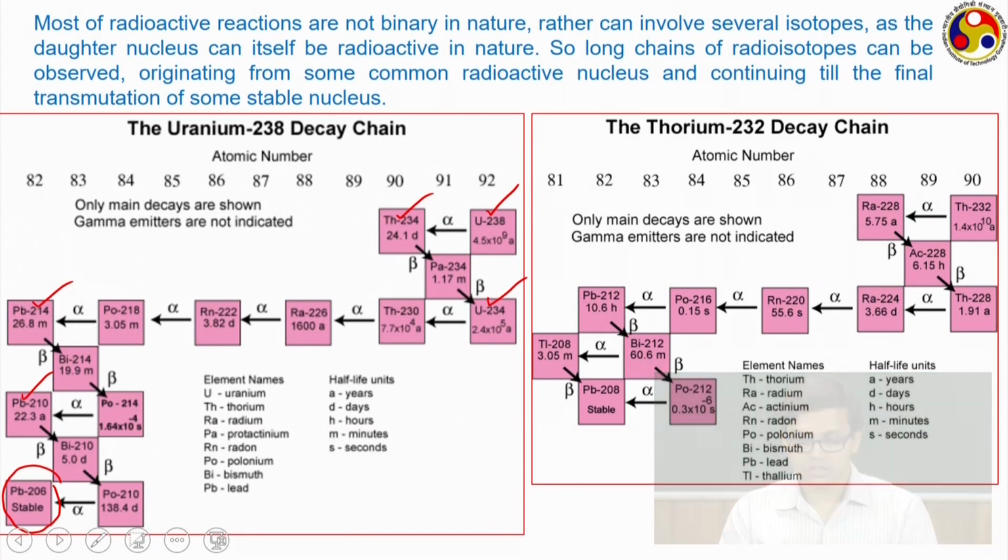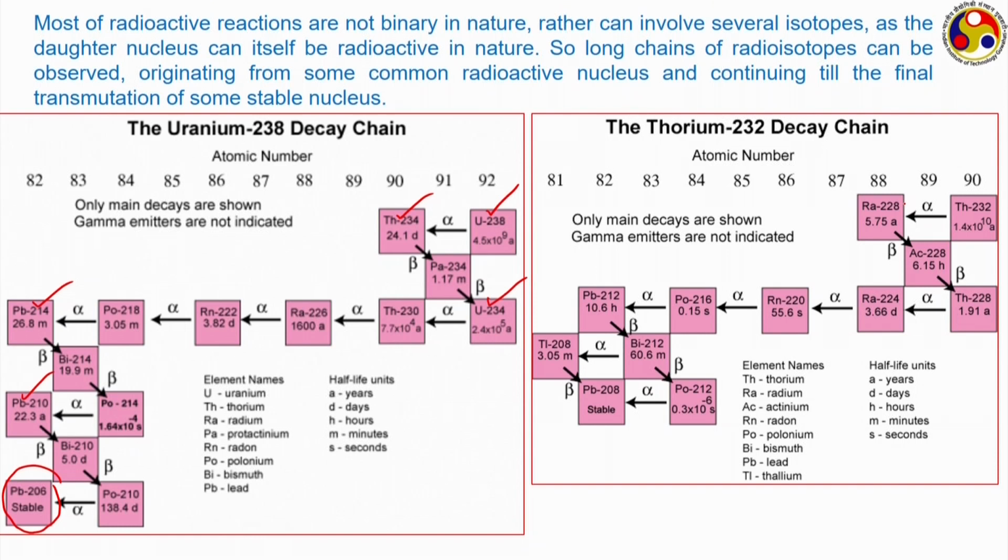Similarly, we have the chain for thorium here, thorium-232. Again we are starting with thorium-232 and it undergoes an alpha decay. So, the product is having a mass number of 4 less than thorium and atomic number of 2 less than thorium, where we find it as a radium, and that keeps on undergoing subsequent alpha and beta decays finally to end up to the lead.